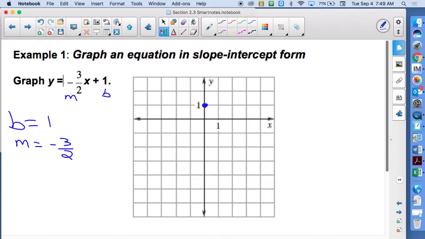Connor, can you explain how you're moving with the slope? You go down 3 and to the right 2. Yeah. So that negative needs to be assigned to either the top or the bottom of the fraction. It doesn't go to both because a negative divided by a negative makes a positive. So assign it to either the top or the bottom, and that's how you're moving then with your slope. So from the y-intercept, which was 1, we're going down 3 and right 2.